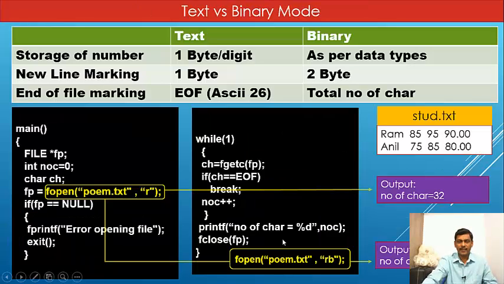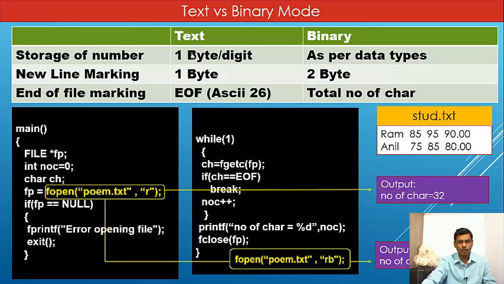Text mode versus binary mode. What is the difference between text and binary mode? There are 3 differences between text and binary mode. One is storage of numbers. In text mode, one digit requires 1 byte of memory. If you open the file in text mode and want to store a number, each digit requires 1 byte. In binary, as per data type, integer data takes 2 bytes, float 4 bytes, double 8 bytes, character 1 byte.